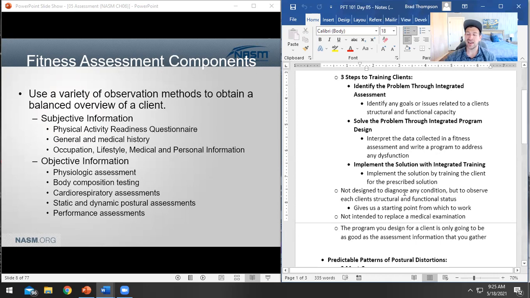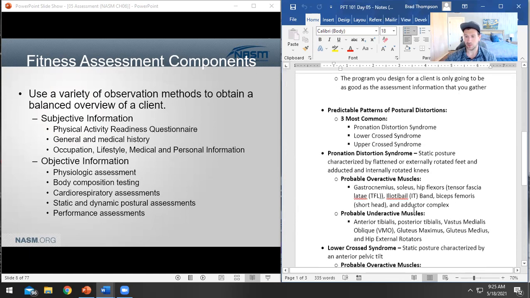So again, it's not designed to diagnose any condition. It's to observe your client's structural status. It gives us a starting point. It does not replace any medical examinations, but it is going to allow us to write effective programs.